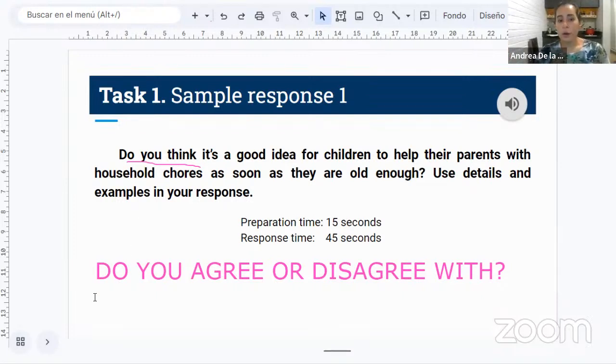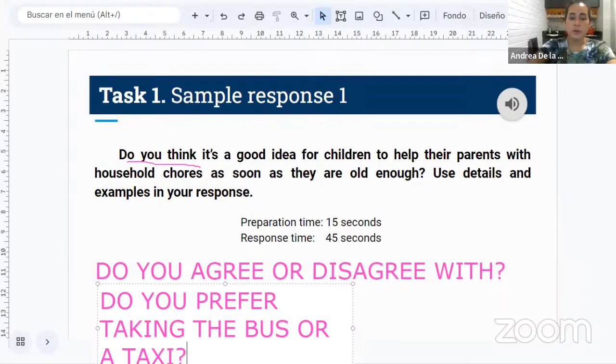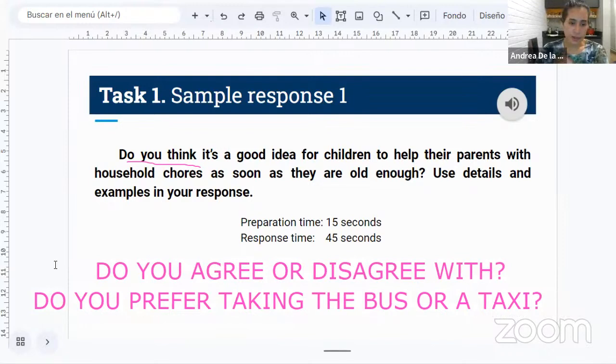Or if you have something like, do you prefer taking the bus or a cab or a taxi? If you have this question, the only two options are: I prefer taking the bus 100% of the time, no matter the circumstance, or I totally prefer taking a taxi, all the time, 100%. So you don't have an option in between. You always have two options. You could have three too.